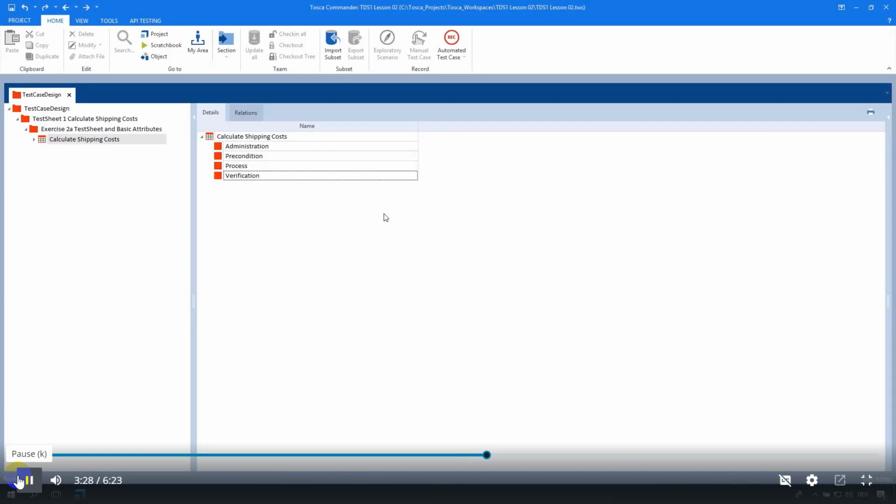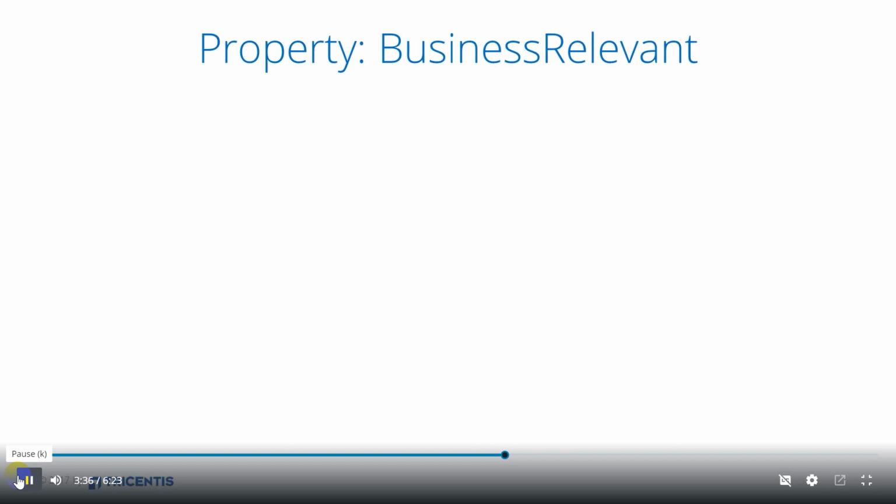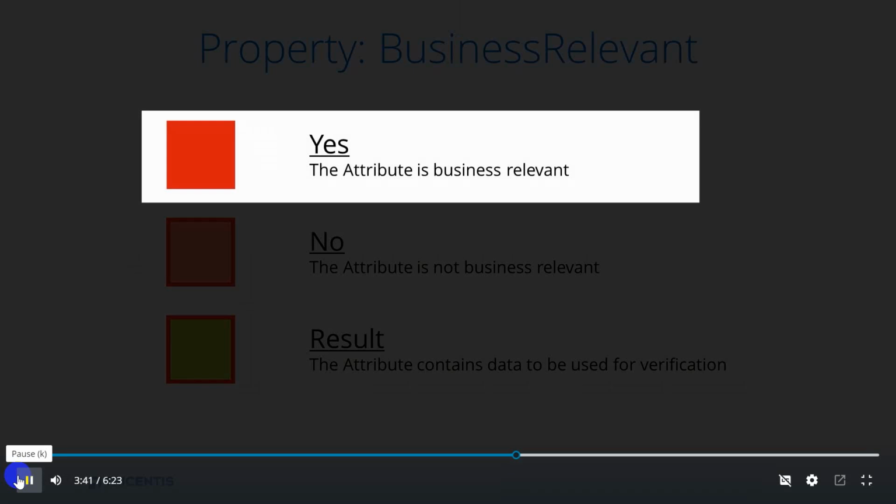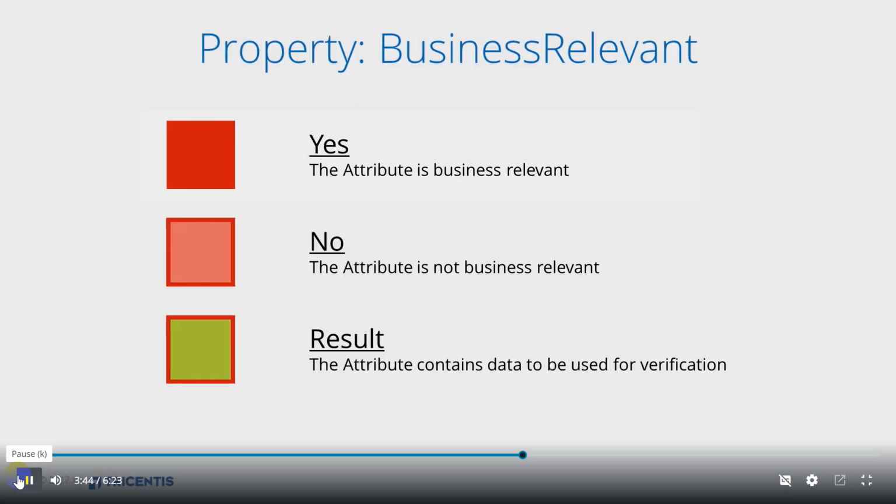Each attribute also has the property business relevant, and this property can be set by the user. There are 3 possible values that can be selected for this property, either yes, no, or result. Yes is the default value. This means that an attribute is business relevant, meaning it will affect the test case and should be considered when deciding which combinations of data to use to create the test cases. This could be used for the precondition and process attributes. All sub-attributes of these attributes will adopt the selected business relevance.